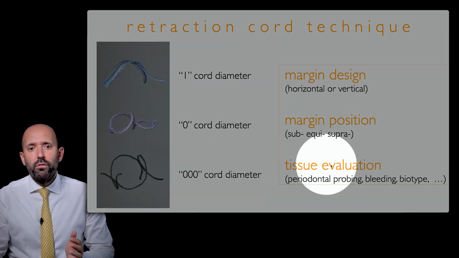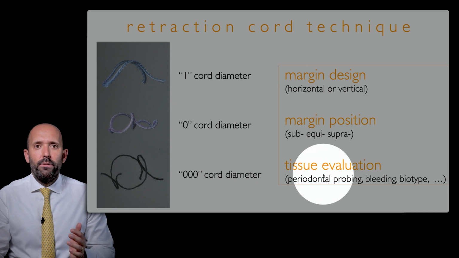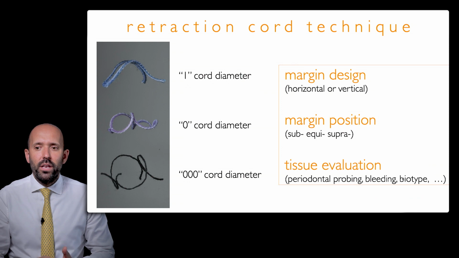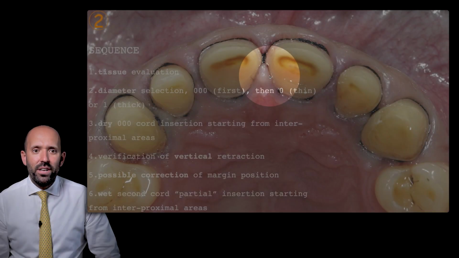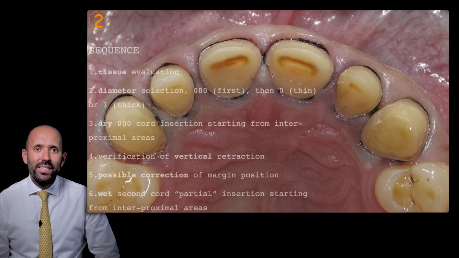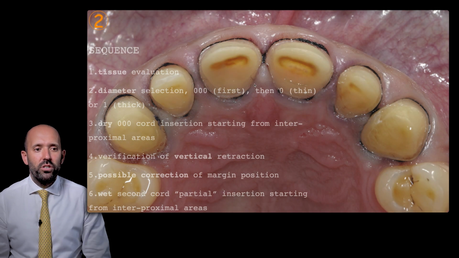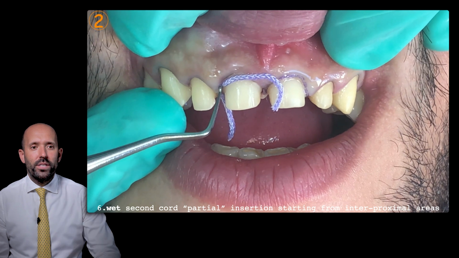And also it's influenced by the quality of the tissue, the probing, if there is bleeding, if the biotype is thin or thick. There are areas in which we can see all the details and areas like here in which we cannot capture the margin. So we move on with the second step.